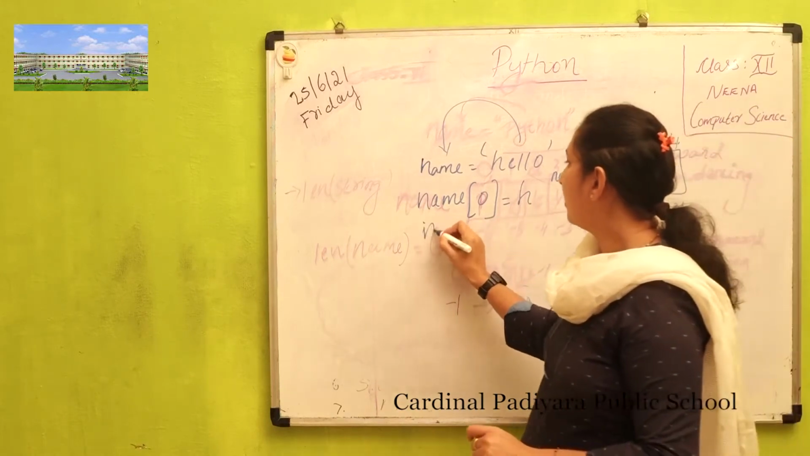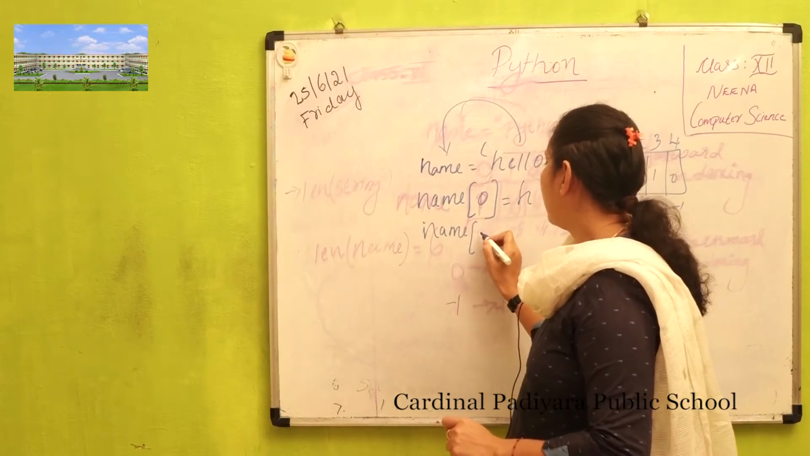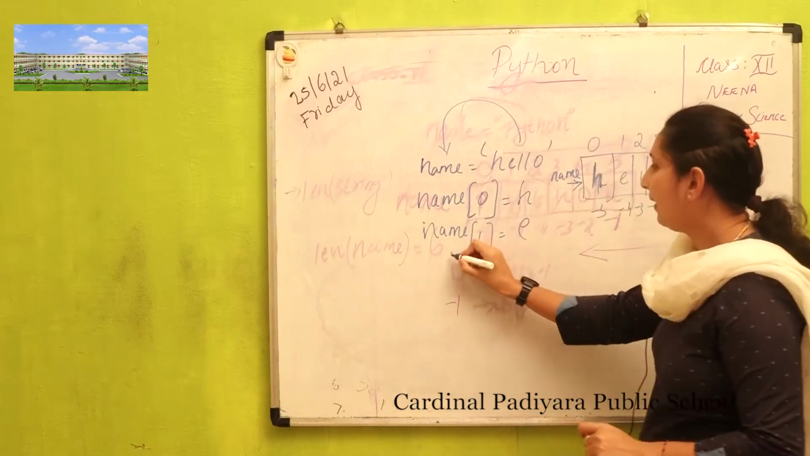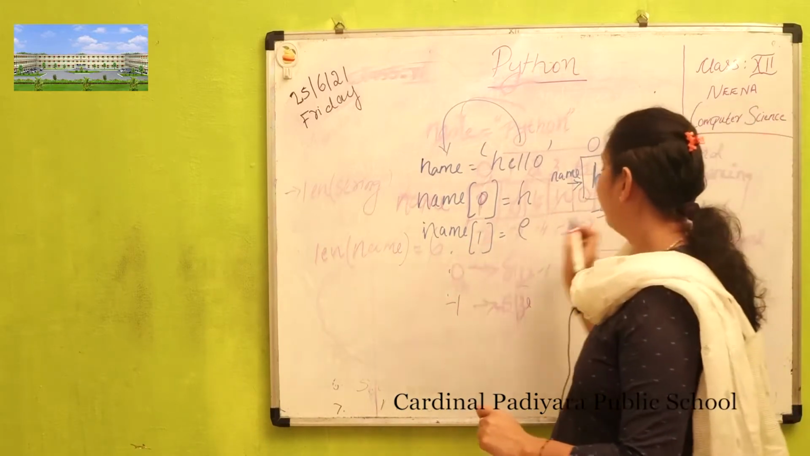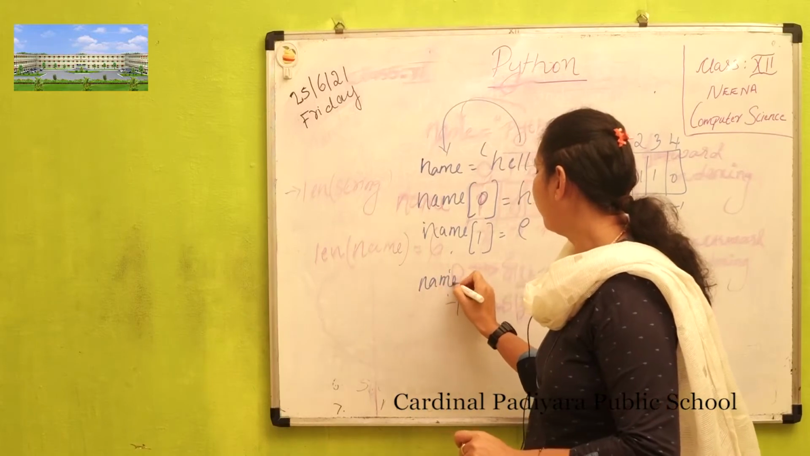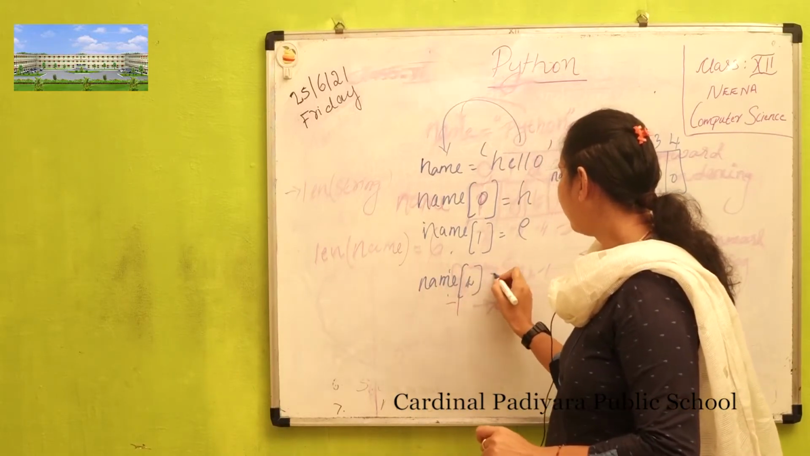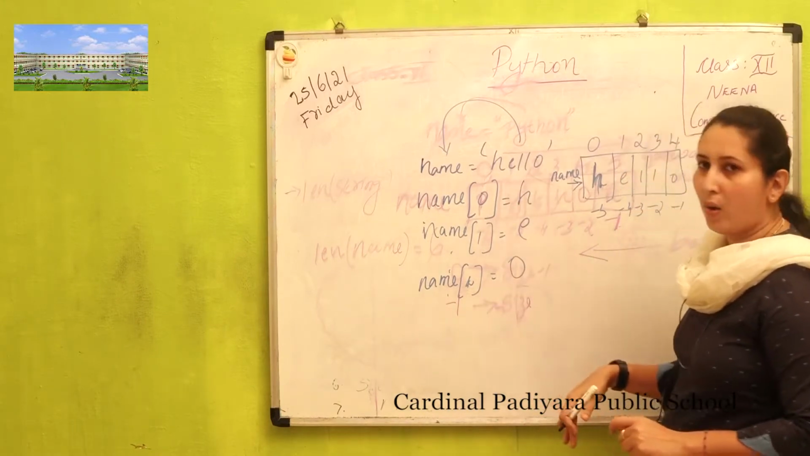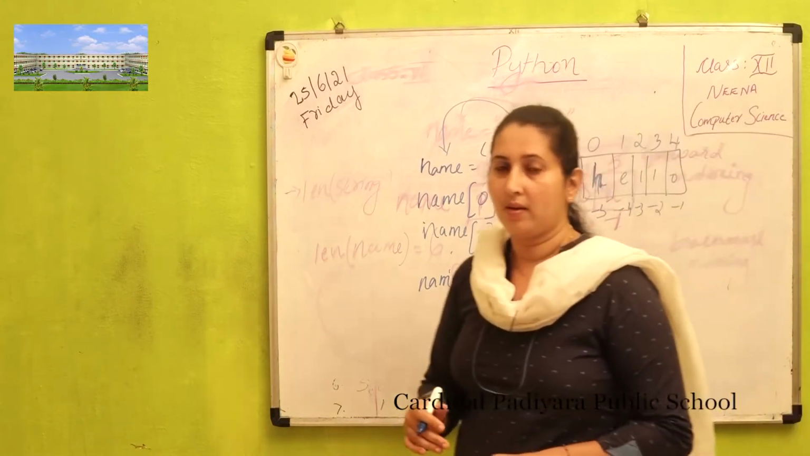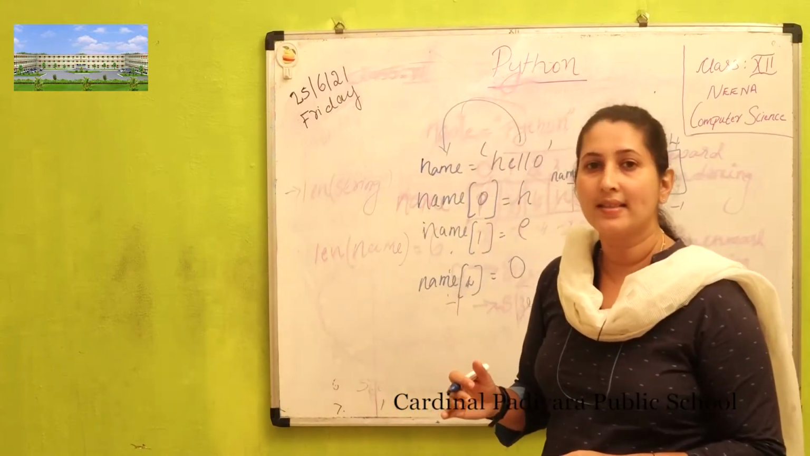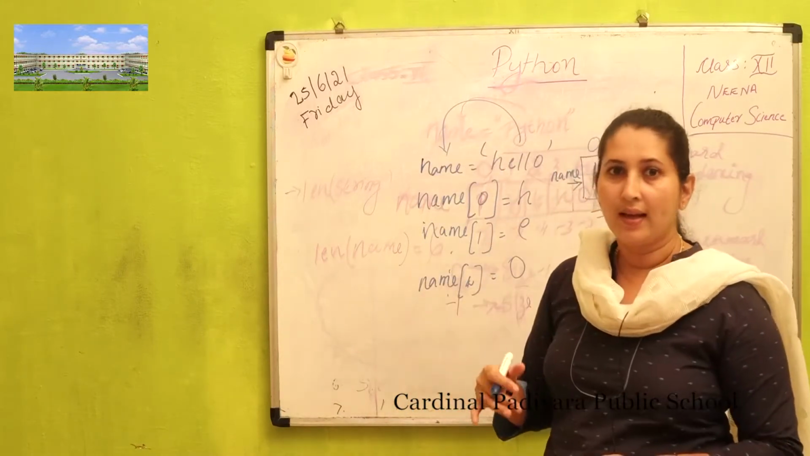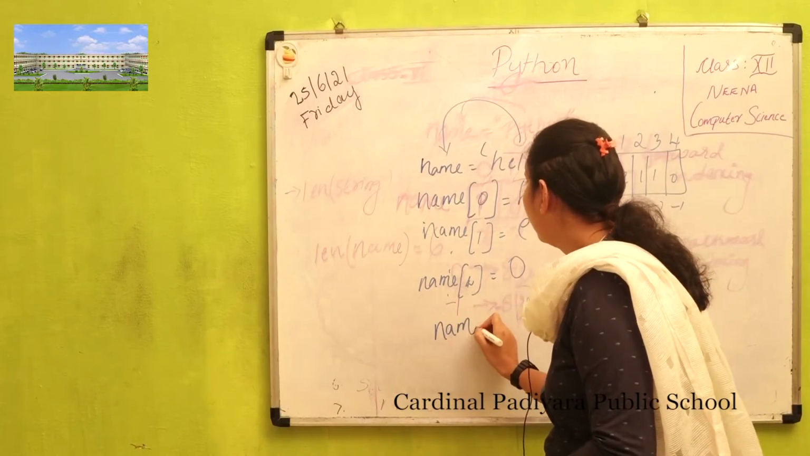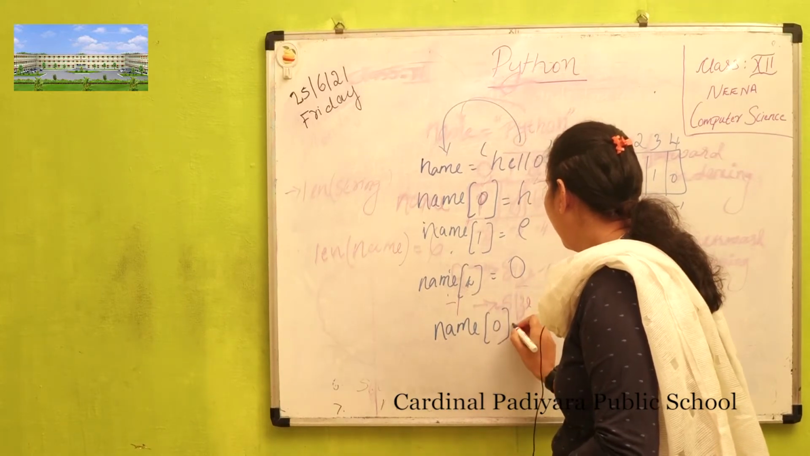Name of 1 means the location 1 is E. In the same way, name of 4 means its value is O. These are all already stored. Once they are already stored, we cannot change their values. Now name of 0 equals P.